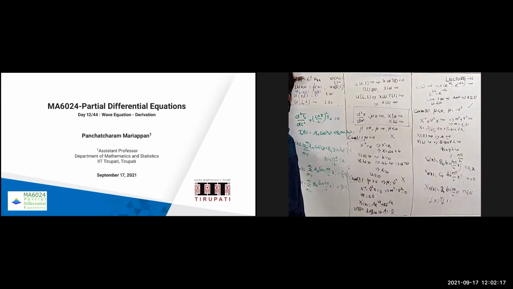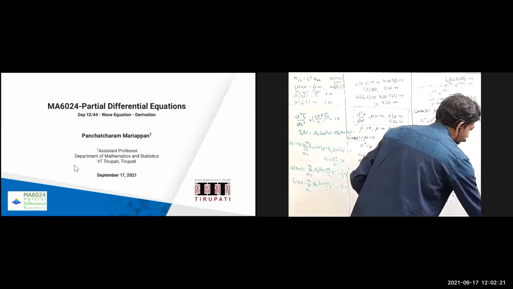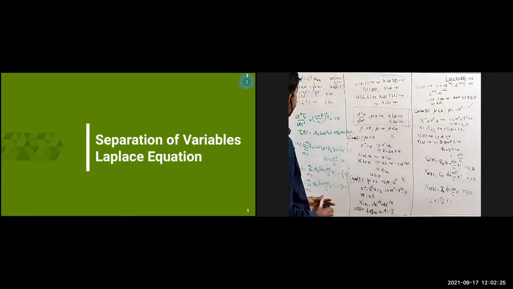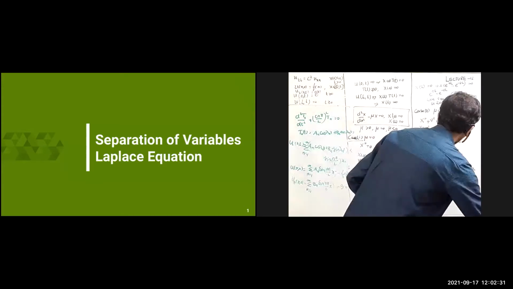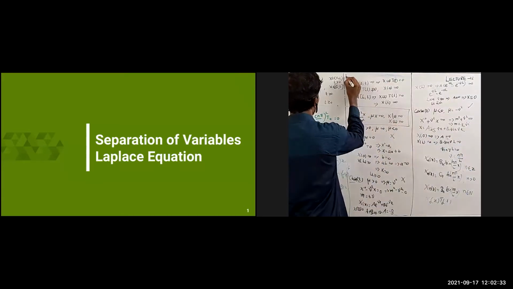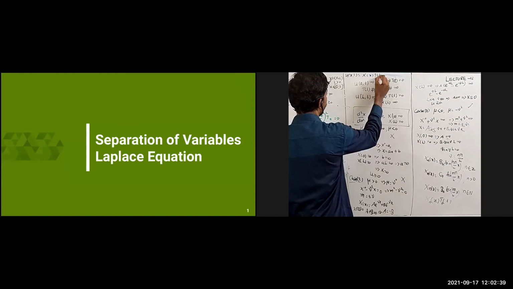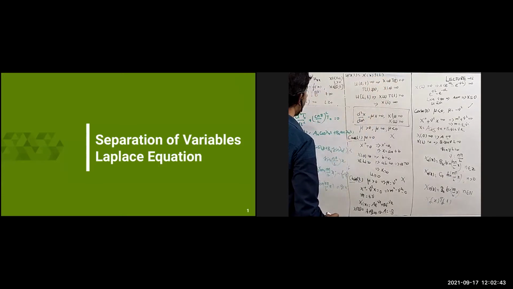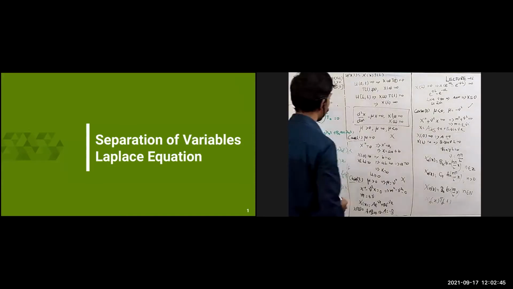We already discussed the problem u_t = c² u_xx, which is the heat equation, using the separation of variables. The assumption was that we have to use u(x, t) = X(x) T(t). This is the assumption I have used.